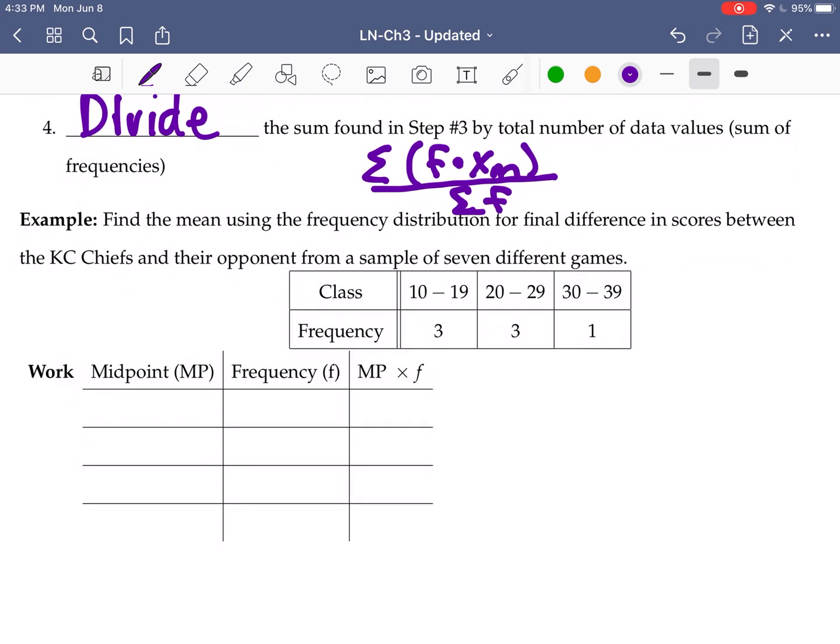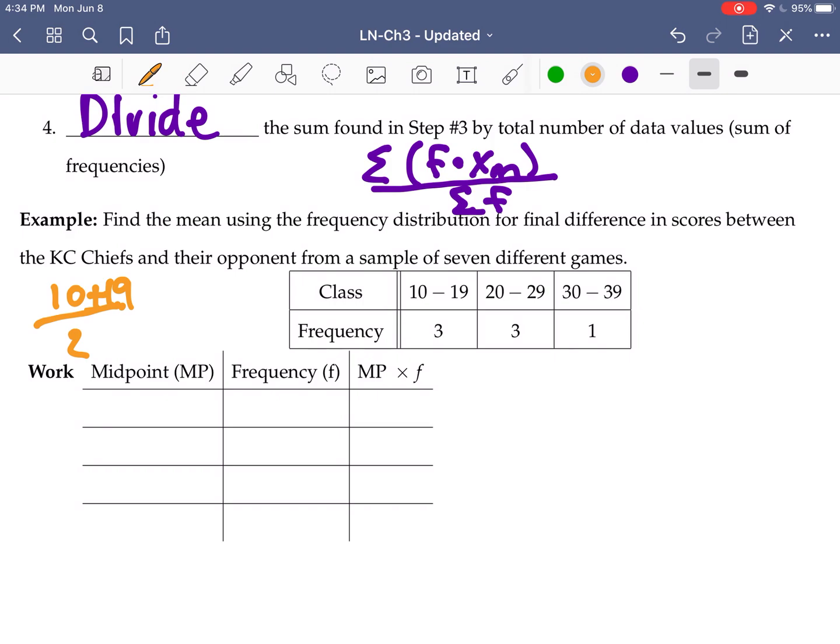Let's look at an example. We're going to use the data set that we had before in our last video with the Chiefs scores. However, here we're going to look at what the mean is when we just have this frequency distribution. So 3 times the difference was between 10 and 19, so we find the midpoint of that class. To find that midpoint, we take 10 plus 19 over 2.